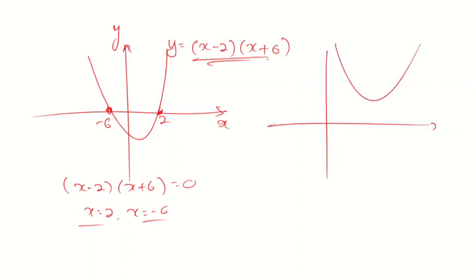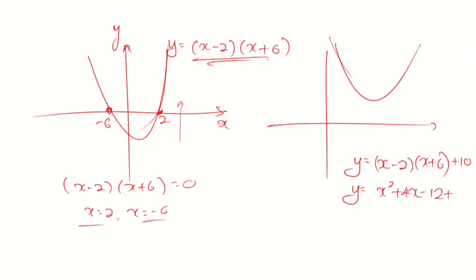For example, y equals x minus 2, x plus 6. Now, I raise it up by 10. That means the whole thing goes up by 10. The quadratic function moves up by 10. So let's see: x squared plus 4x minus 12 plus 10, x squared plus 4x minus 2. Now, let's try to find the root.